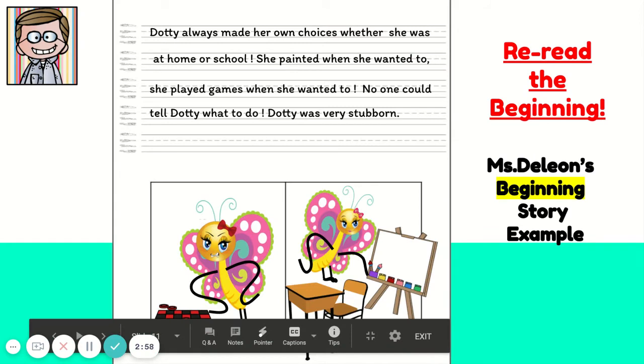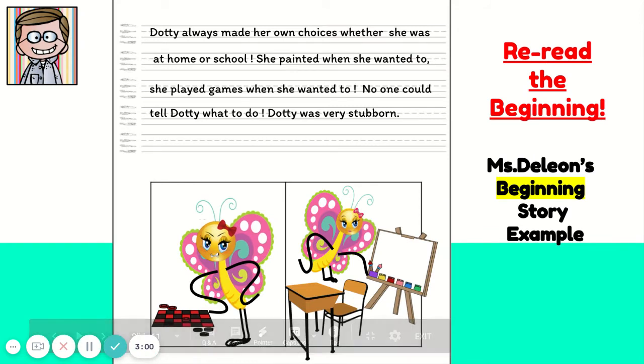Here's my example. Readers and writers always go back to the beginning of a page in order to remember where they left off. I'm going to go back to my first page so I can know where to continue. Dottie always made her own choices, whether she was at home or school. She painted when she wanted to. She played games when she wanted to. No one can tell Dottie what to do. Dottie was very stubborn.